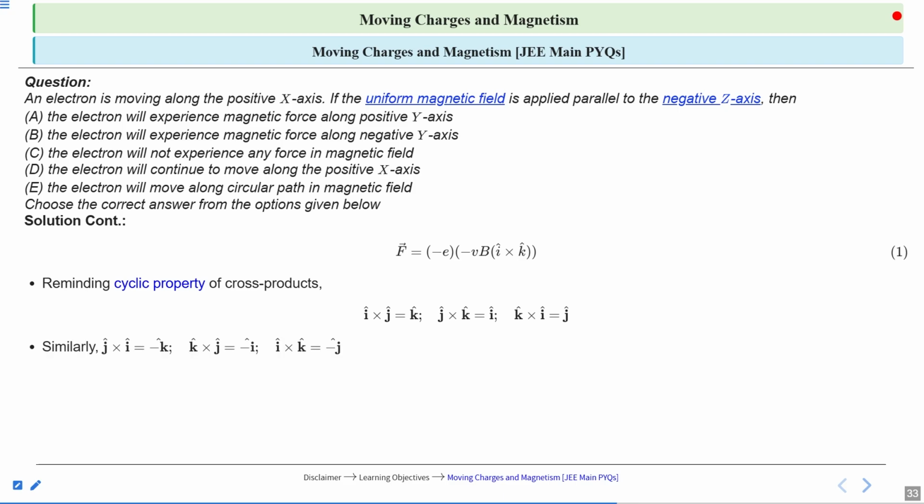Similarly, if i cross j is k cap, then j cross i will be minus k cap. The result will change; the direction will change. Similarly, j cross k is i cap, so k cross j is minus i cap. k cross i is j cap, so its reverse, i cross k, will be minus j cap. Now, in the first equation, it is given i cross k, so its result will be minus j cap.